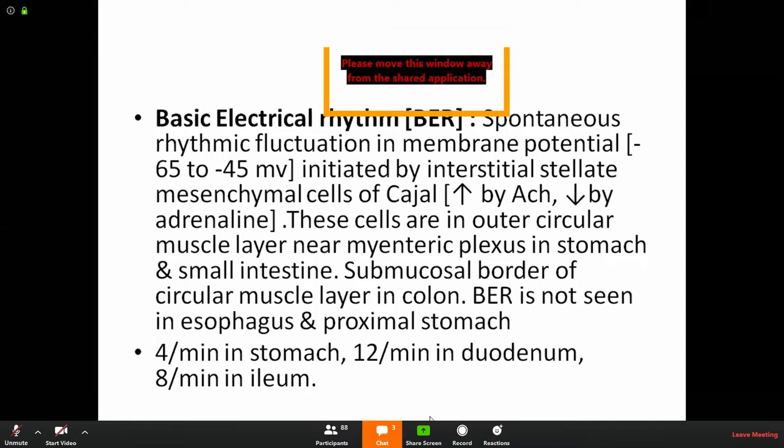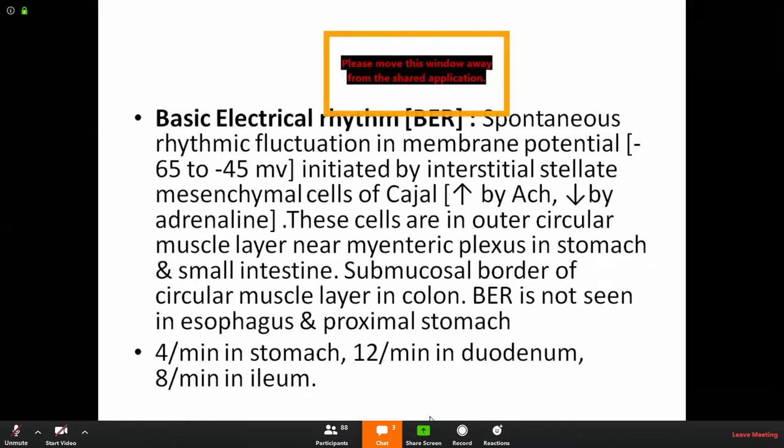So in case of cardiac muscle, if the SA node is not able to generate the action potential, then the AV node will take its charge. If the AV node is not working, the bundle of His and the Purkinje system will generate the action potential.